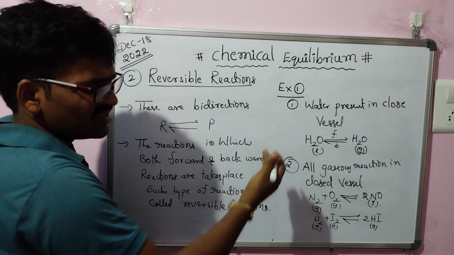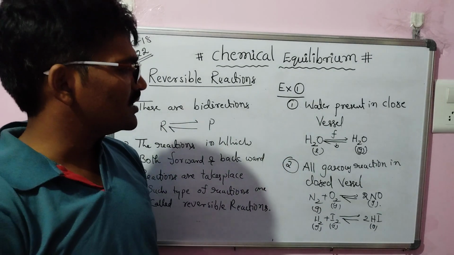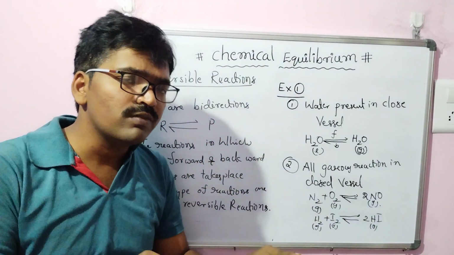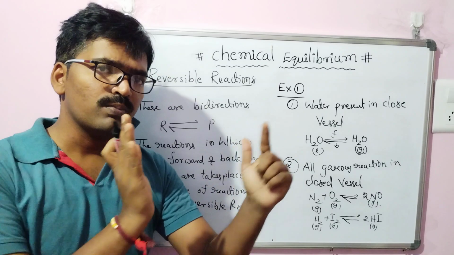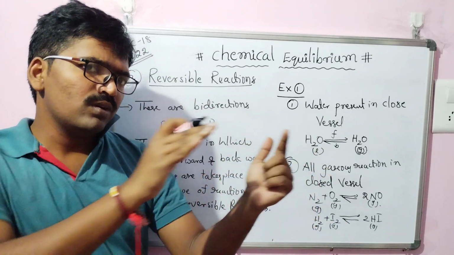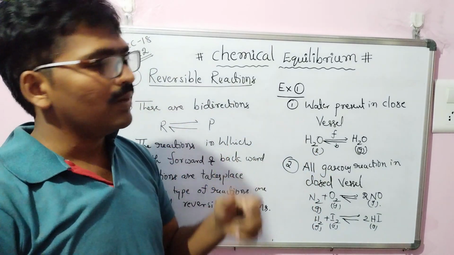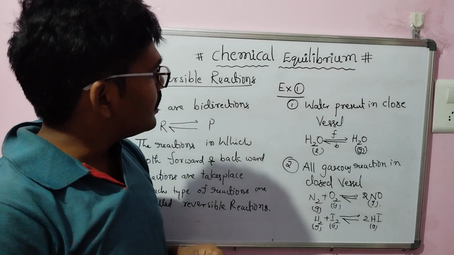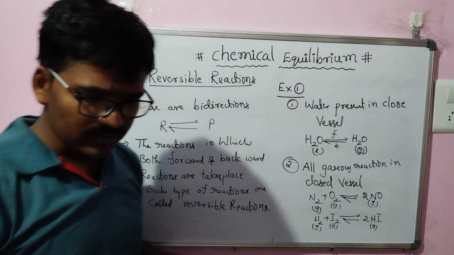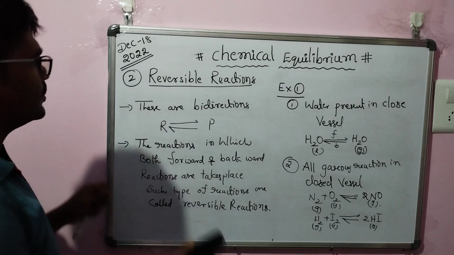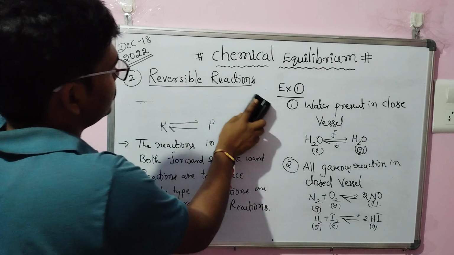So for all these reactions, and many other reactions, we can say that when they are present in the closed vessel, reactants are converted into products. Then products can be converted into reactants. So both will happen. That type of reactions are reversible reactions. Some more reactions I will explain to you which are reversible.